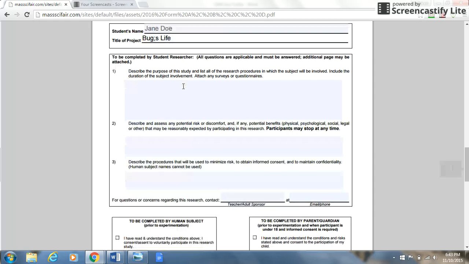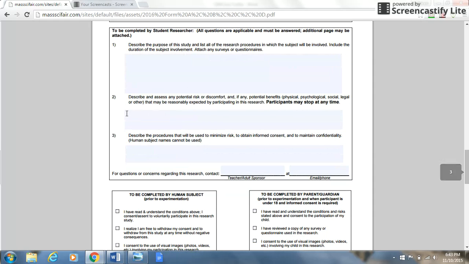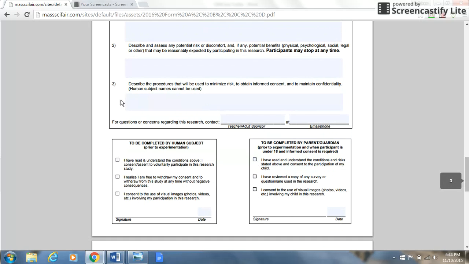Question 2 is asking that the student describe and assess any risk of discomfort or any potential benefits to the subjects. Please ensure that your students have communicated to the subjects that the participants may stop at any time and that the researcher themselves understand that the participants do not have to continue on. The third question asks that the procedures are described and that the procedures used will minimize risk. And they're also asking how informed consent will be obtained and to ensure that the student maintains confidentiality.